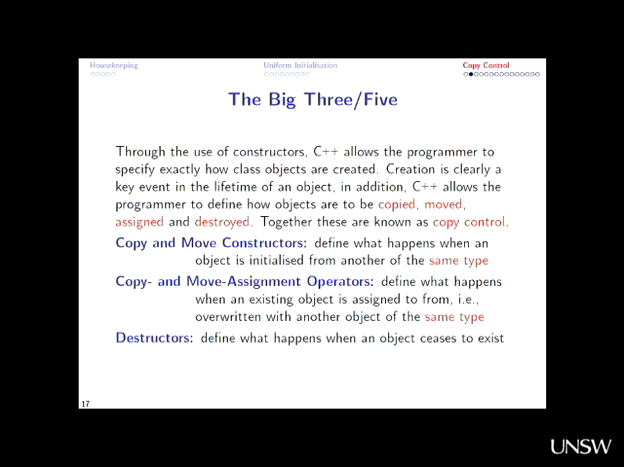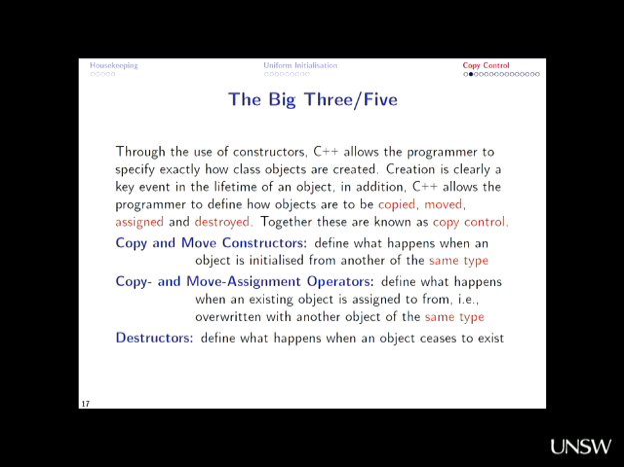So, through constructors, we can build objects. Creation, construction, is a key event, of course, in the lifetime of an object. It's where the object begins. But other key events are copying, moving, assignment, and destruction. And we talk about these things as copy control, and we should know the difference between them. For copy and move constructors, they define what happens when an object is instantiated in memory from another object of the same type.